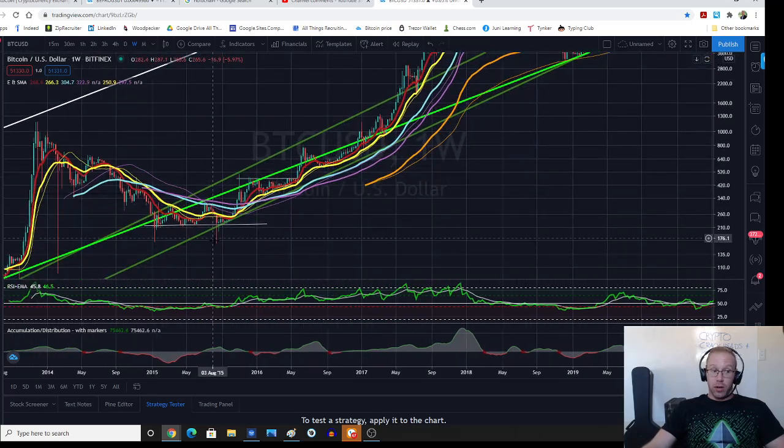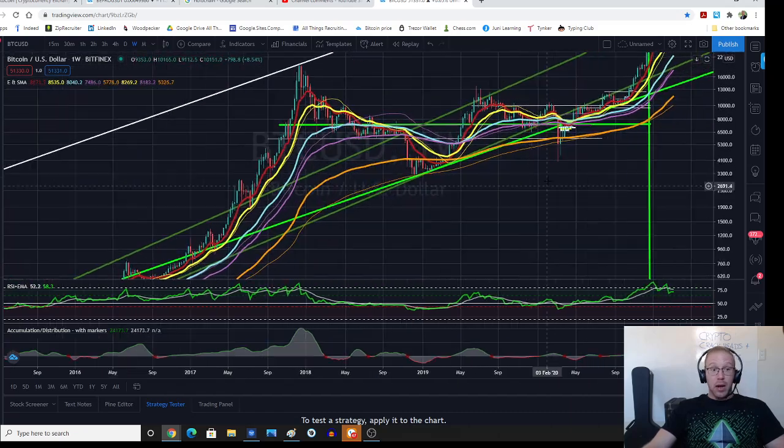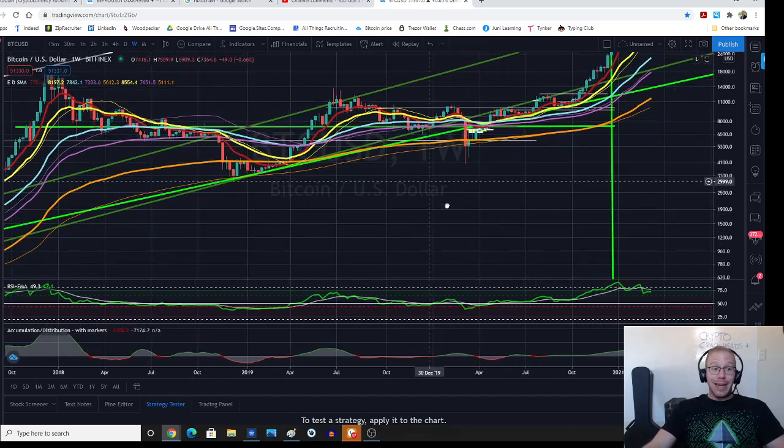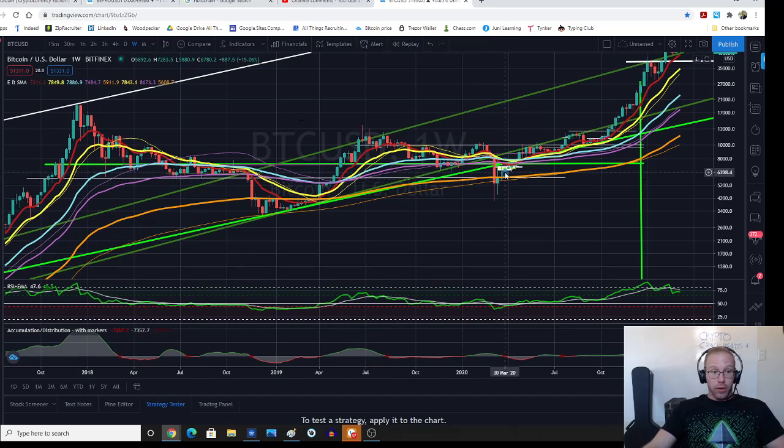It only wicked here for like 2 days. But here it had weeks. These are weekly candles. 1, 2, 3, 4, 5, 6, 7, 8, 9, 10, 11, 12 weeks below it. This was one hell of a time to buy.